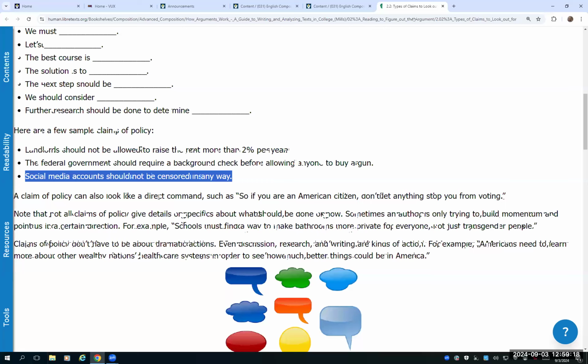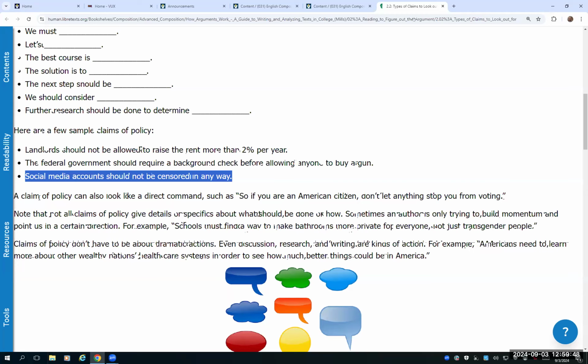And there's also more than one viewpoint. Some people think yes, those accounts should be censored. Some people think no, it shouldn't be censored at all. And this is a claim of policy because it's telling us an action. They're saying accounts should not be censored. So no censoring is what that claim is.